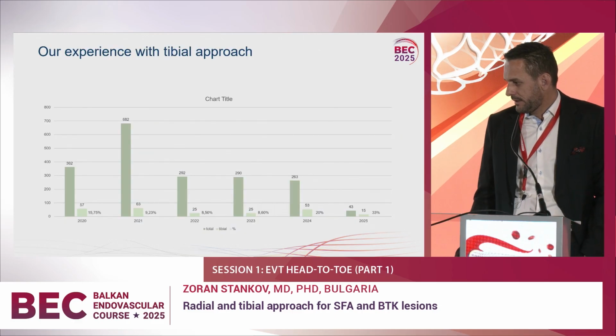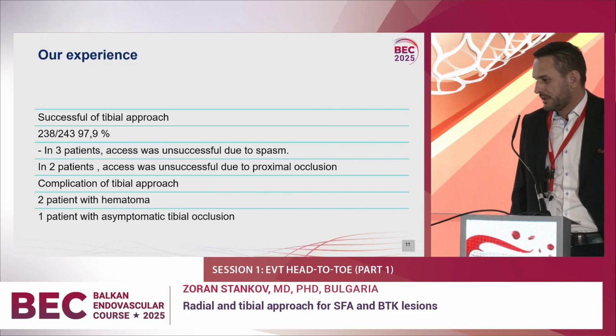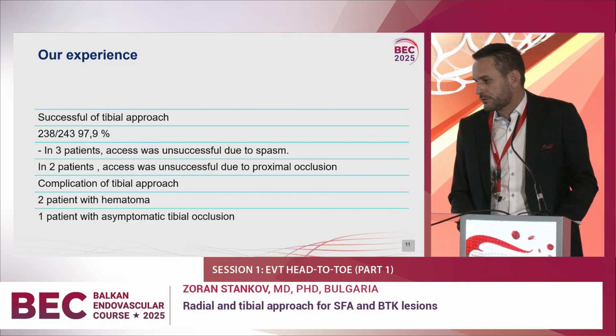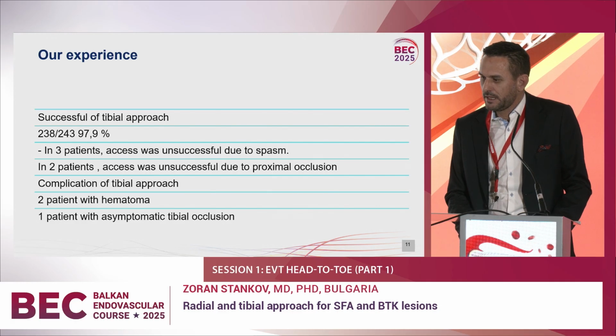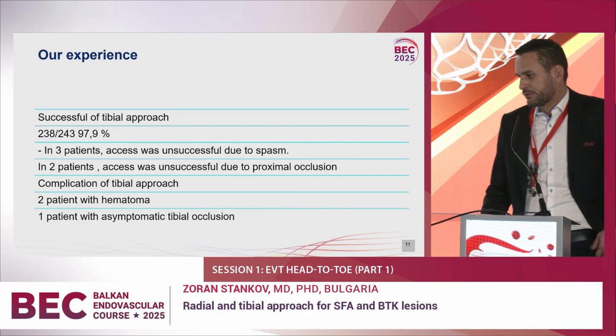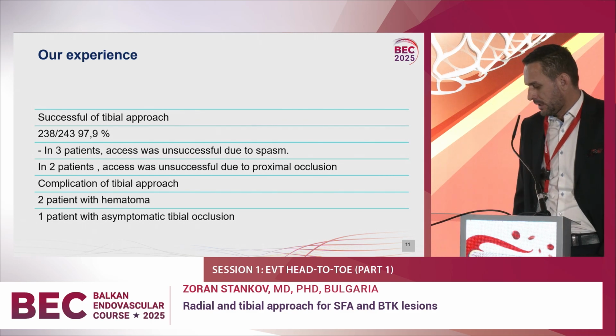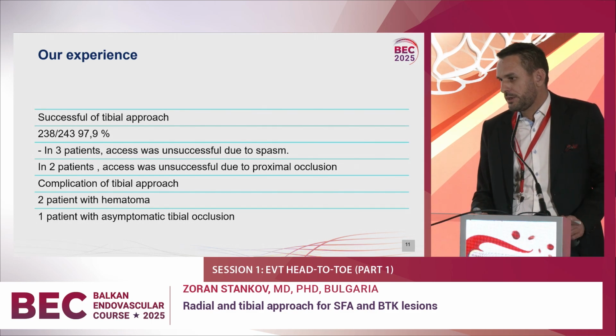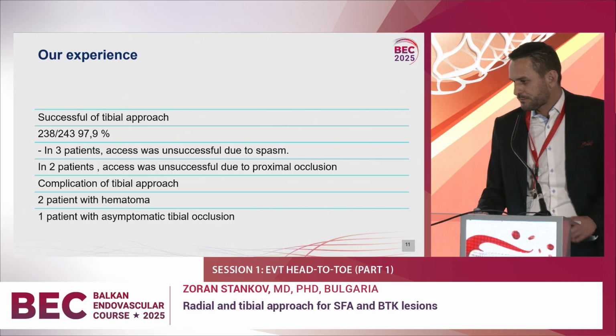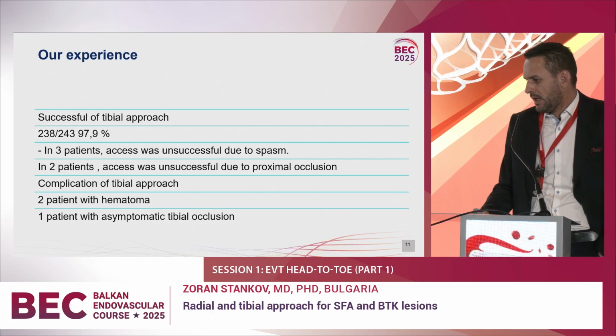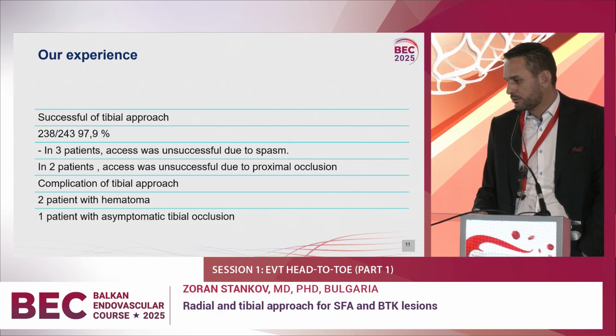You can see here in the graphic our experience with the tibial approach. Success is 97%, 98%. In 3 patients, we were not successful because of spasm of the artery. In 2 patients, access was not successful because we could not cross the proximal occlusion of the tibial artery that needed intervention. The rate of complications is very low: 2 patients with hematoma, and 1 patient with asymptomatic tibial occlusion.